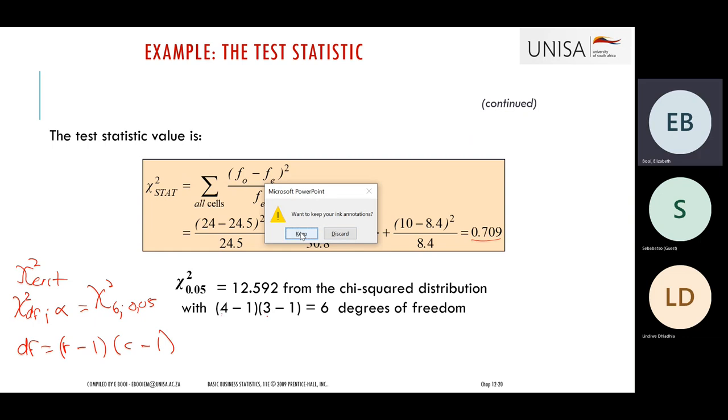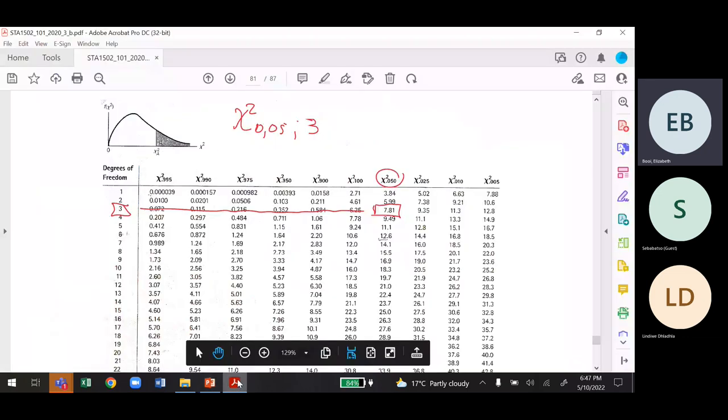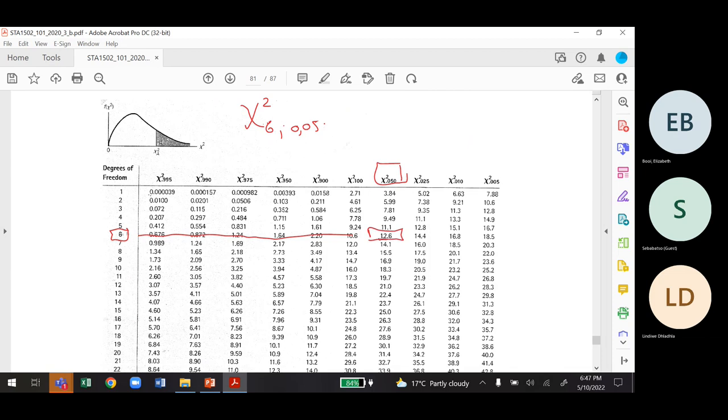So we need to go to the table, 6 and 0.05. So the critical value of 6 and 0.05. We come here, we look for 6, we come here, we look for 0.05, which is that one. So where they both meet, our critical value is 12.6.